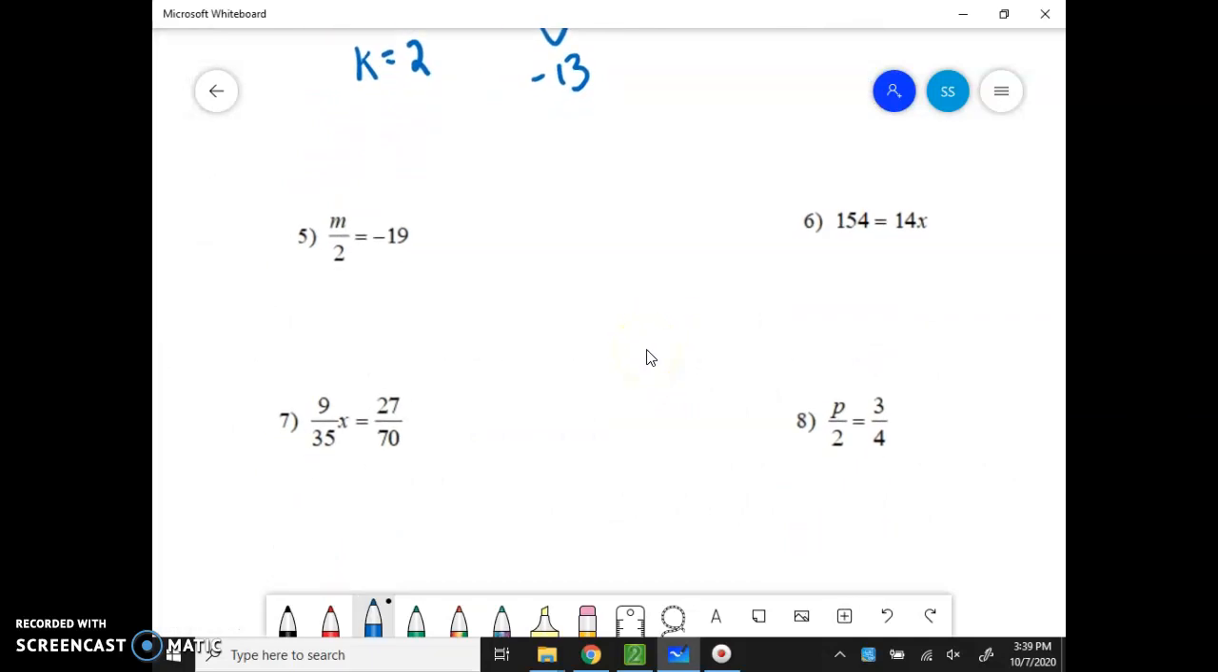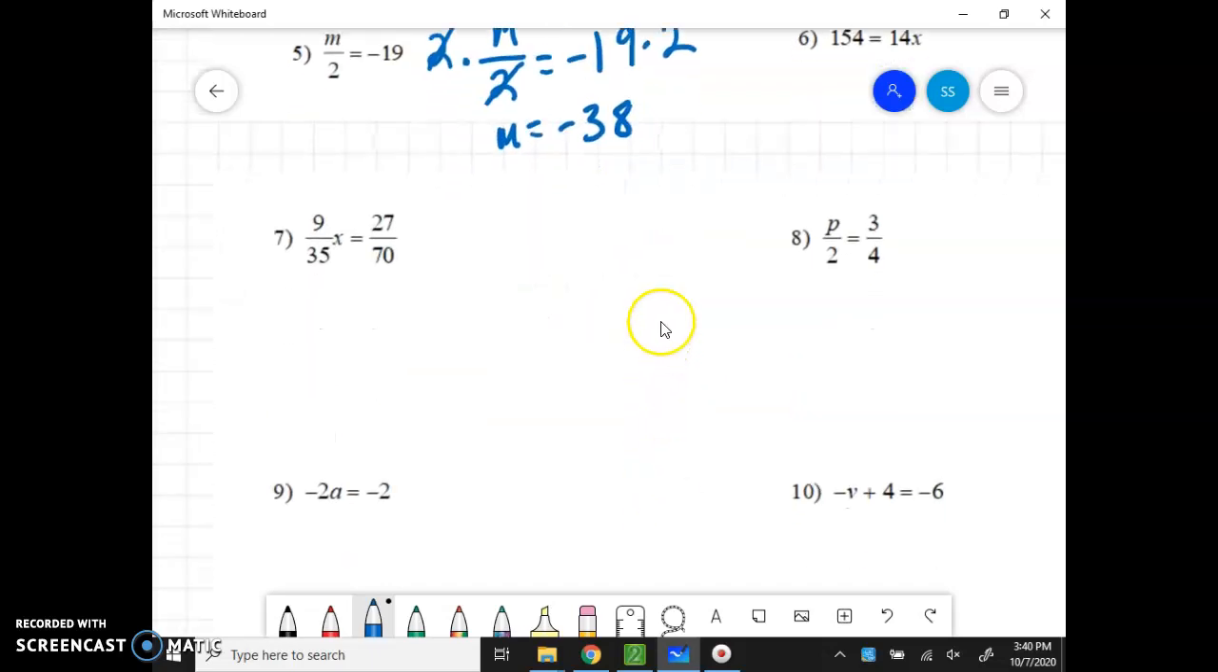All right, number 5, we have m divided by 2 is equal to negative 19. So I'm going to rewrite this over here. M over 2 is equal to negative 19. So I want to do the inverse operation of division and multiply by 2. Okay, so that's going to cancel out on the left side, and I'm just going to be left with 1m. And if I do it to one side, you got to do it to the other side. So I'm going to multiply negative 19 by 2, and that's going to equal negative 38. All right. Oh, looks like we're getting into some harder problems here.